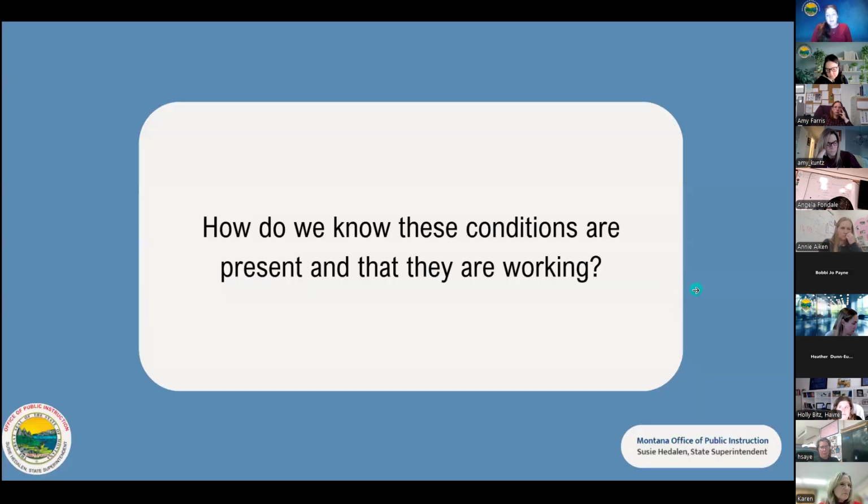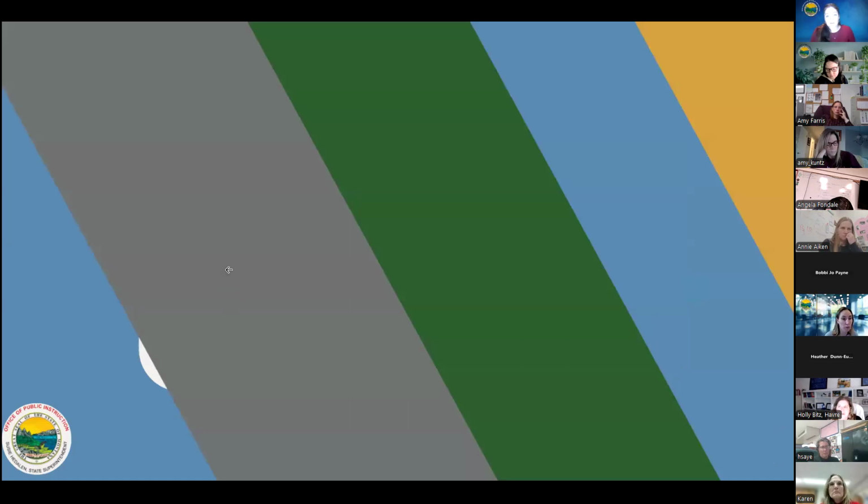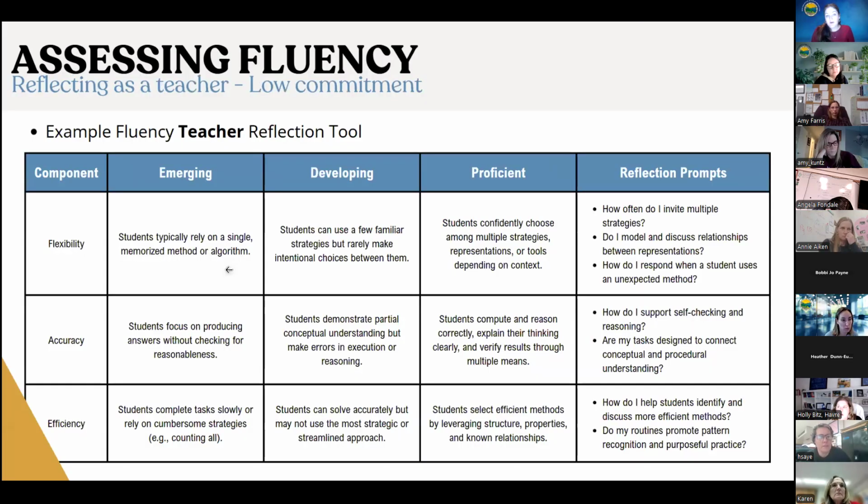The reality is it's hard. But here's some examples. This example is more a reflection for a teacher, so this is low commitment. This is like, I know that there's a gap in fluency in my students, but I'm not quite sure yet where that's happening or what I can do about it. So I might look at these different components and ask myself, as a self-reflection tool, can my students engage with flexibility and at what level? I might say, most of my students are developing because they use familiar strategies, but they don't really make intentional choices.